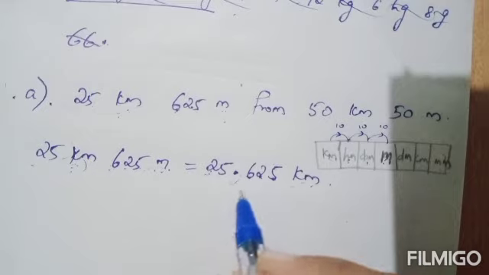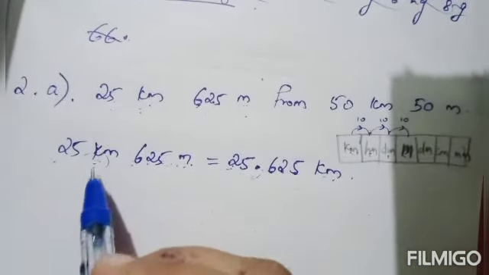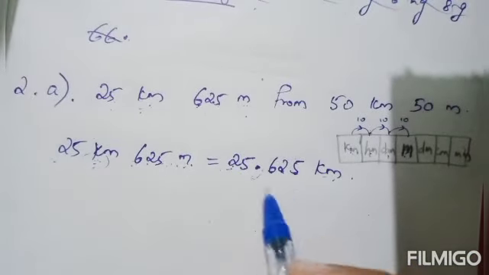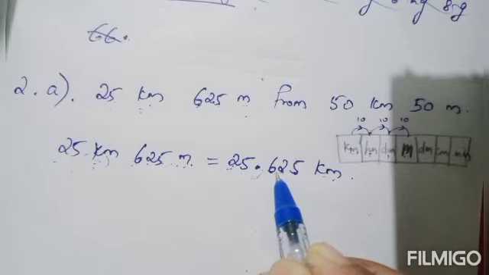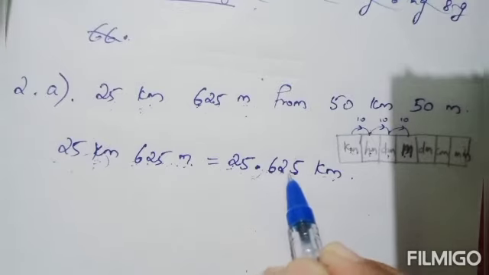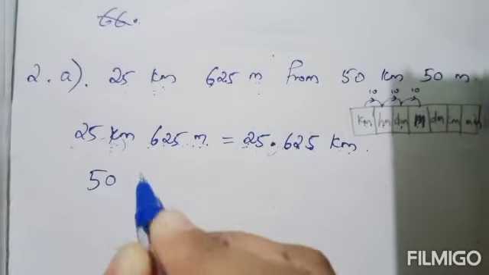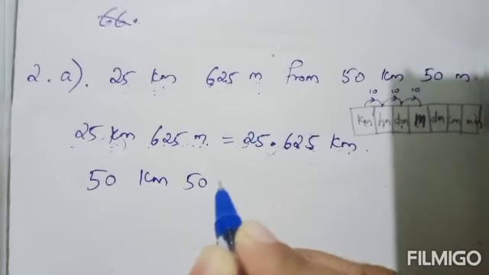Okay, that's why it is told that if you are writing in decimal notation, it should contain 3 digits after decimal point. Okay, next 50 kilometer, 50 meter.